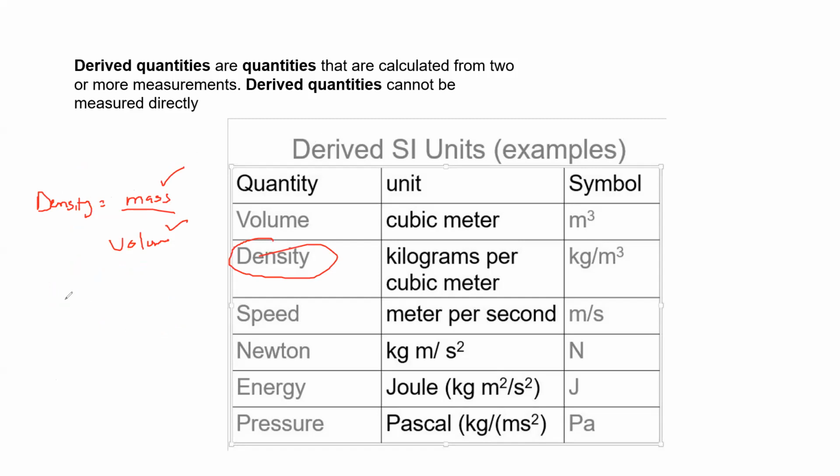Same way about speed. To get the speed, I have to measure a distance and I have to measure the time. So we have to measure distance and time to get the speed. So what is this quantity? Speed is a derived quantity.